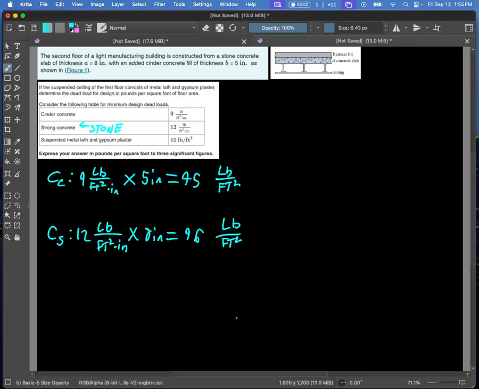And then lastly, we are just given that the last one is 10 pounds per foot squared. So what I assume we do is we add all these up, and right here is just metal lath and whatever gypsum is. So we've got 106 plus 45, so that's going to equal 151.